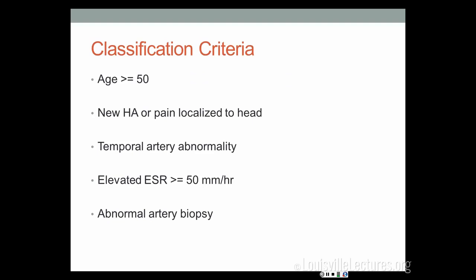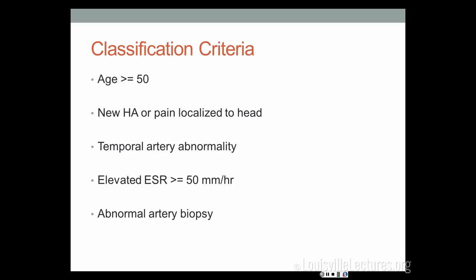So the classification criteria haven't been updated since 1990. So we're still using these old criteria, but they're still okay, I guess. So I said it was elderly. Classically, they're going to be more like 70 or 80. But for the classification criteria, 50 is okay. Basically, if you have an elderly person with any new pain above the neck, think giant cell. Whether that's a headache or jaw pain or tongue pain, scalp pain, any new pain above the neck in an elderly person, think GCA. They may have temporal artery abnormality. You may have difficulty palpating. It may be nodular. It may be beaded. It may be tender. They should have an elevated sed rate. You can have GCA with a normal sed rate. It's quite rare.